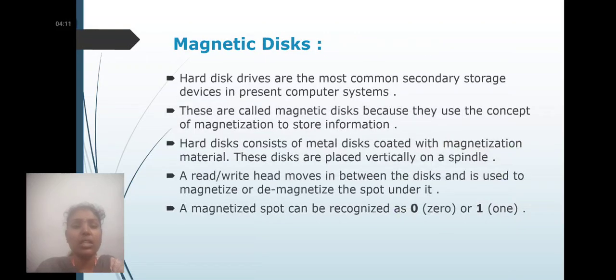Magnetic disk. Hard disk drives are the most common secondary storage devices in present computer systems. These are called magnetic disks because they use the concept of magnetization to store information. A hard disk consists of metal disks coated with magnetic material. These disks are placed vertically on a spindle. A read or write head moves in between the disks and is used to magnetize or demagnetize the spot under it. A magnetized spot can be recognized as 0 or 1.